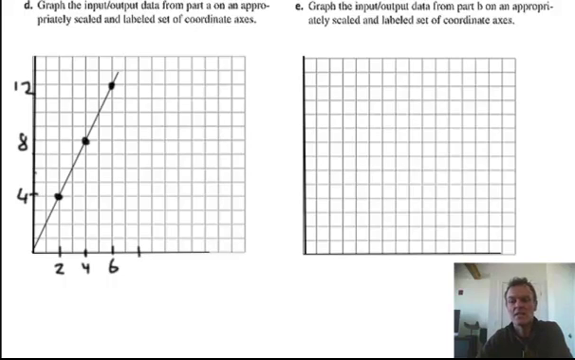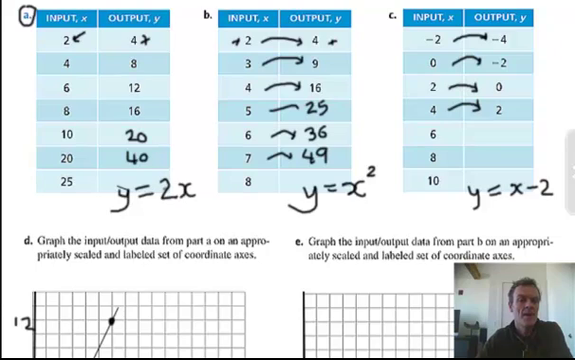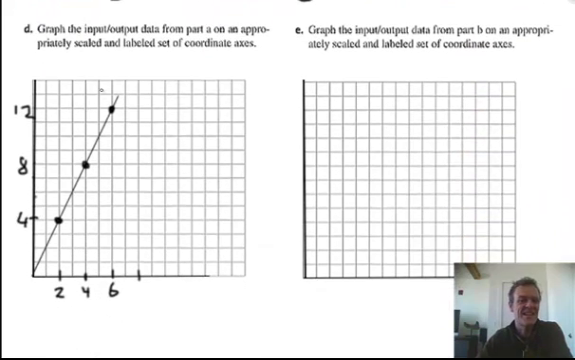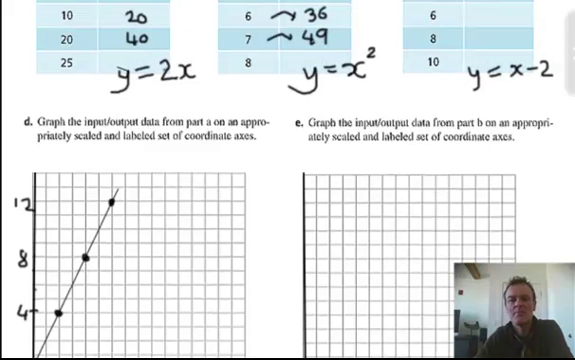So look, when x is 8, y is 16. But can you see? I've run out of room. You're going to go up to 14. Okay, so you know you have to adjust your axes to kind of try and figure out what that is. Let's try it on this next one then.